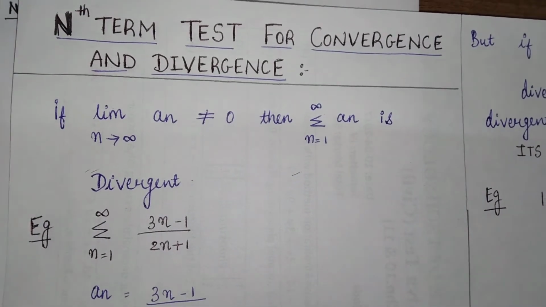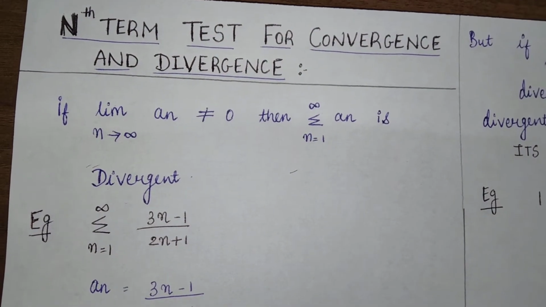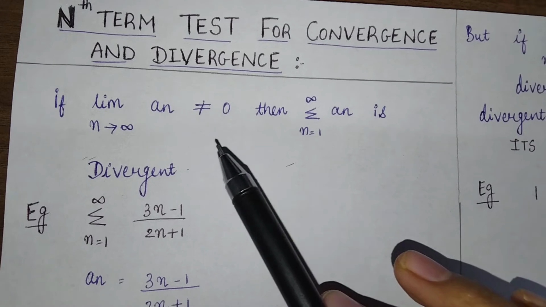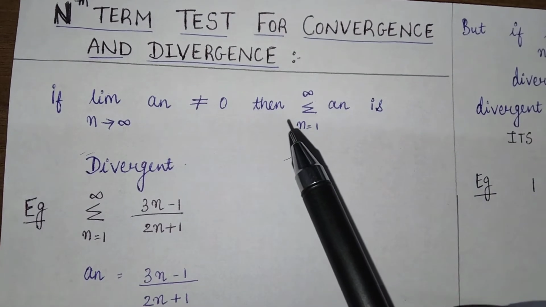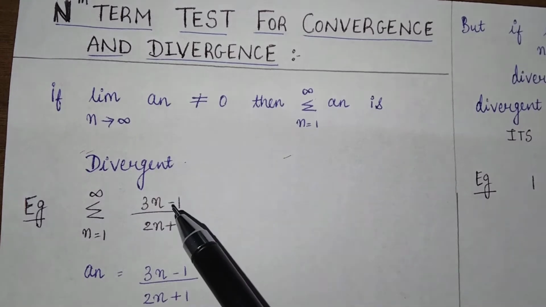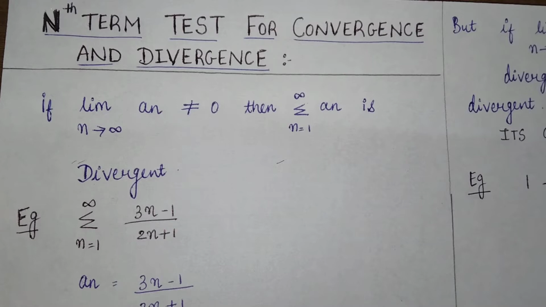If limit an is not equal to 0, then summation n equal to 1 to infinity an is divergent. So whenever you calculate any series and you put limit in this an, and if the answer is not equal to 0, then the series is divergent. That is called nth term test for divergency.